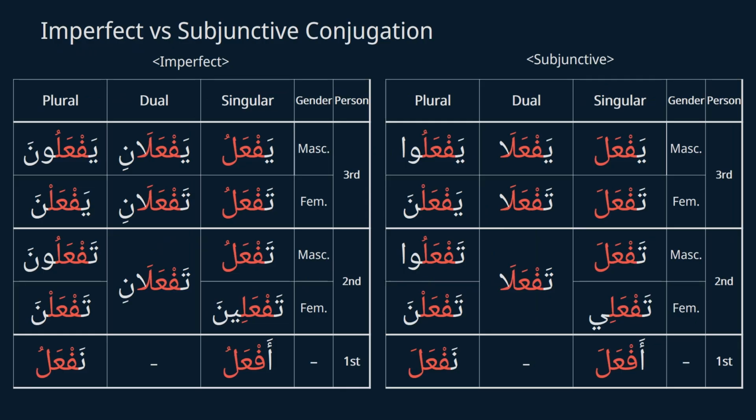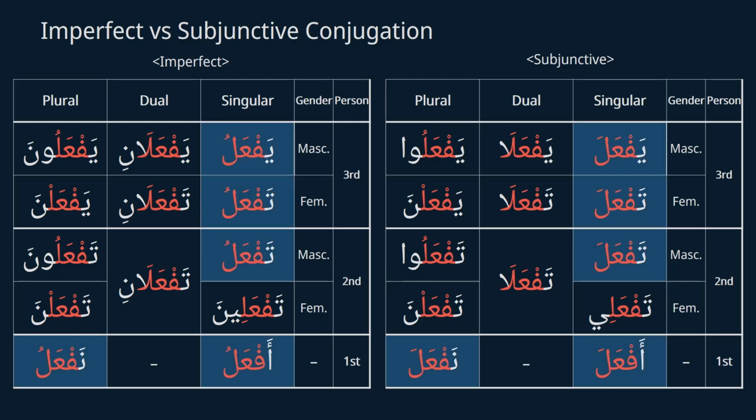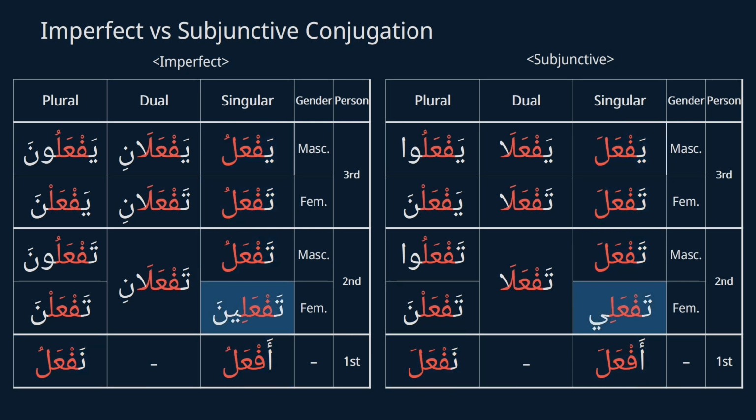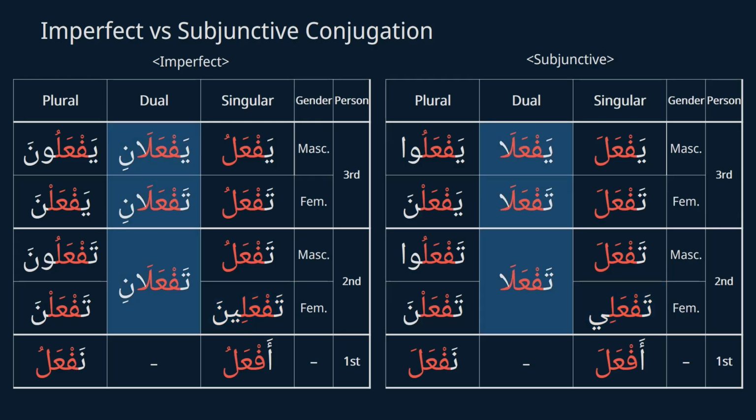As I said, subjunctive is very similar to the imperfect conjugation. For example, for these verbs, the only difference is the vowel at the end. The dhamma changes to fatha, so yafalu becomes yafala. For 2fs conjugation, you just drop the nun, so tafalina becomes tafali. For the dual verbs as well, you just drop the nun.